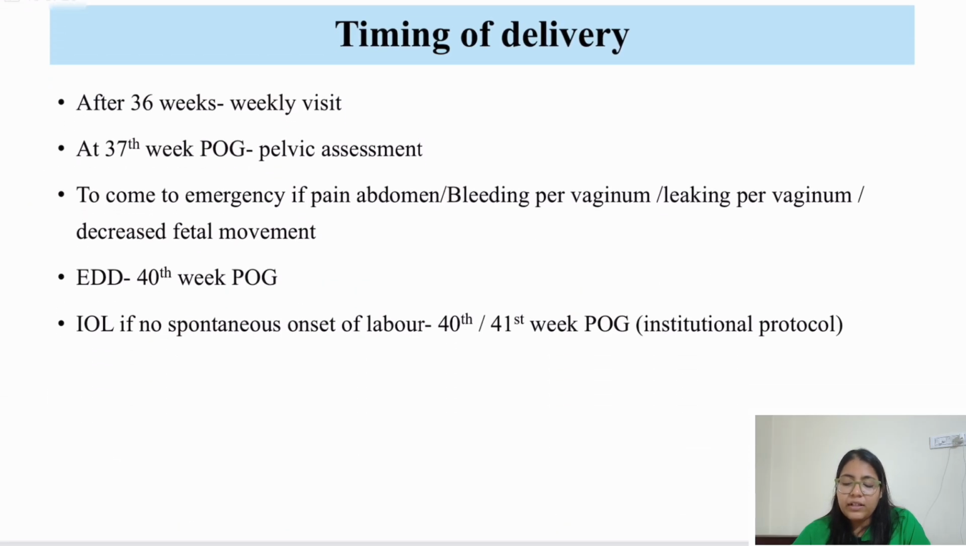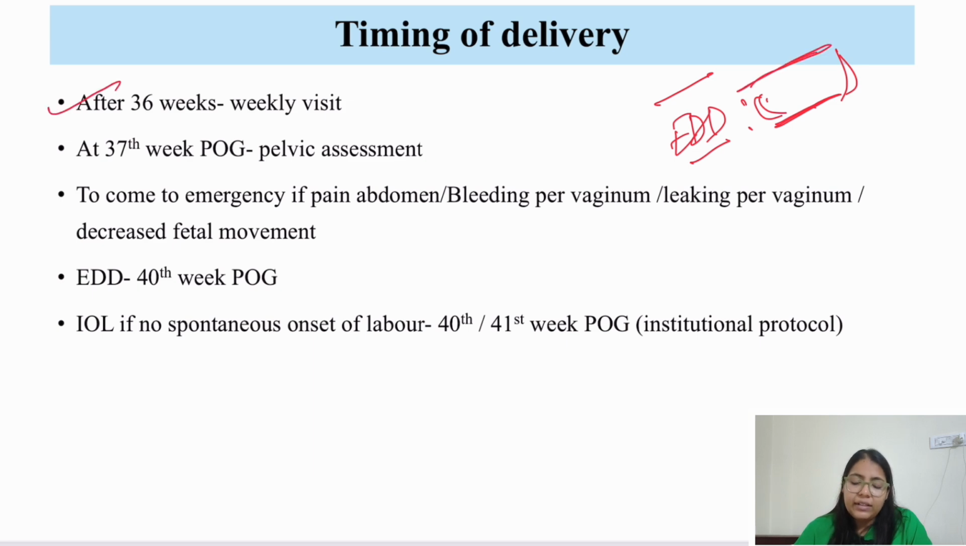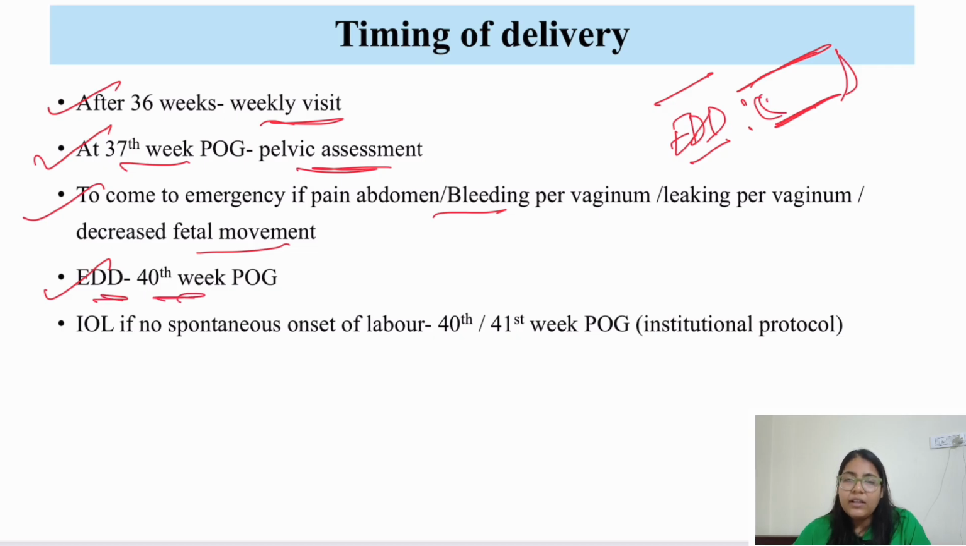And about the timing of delivery, we already calculate the estimated delivery date from Naegele's formula. So we give a date to the patient, whatever comes from her LMP, and after 36 weeks she is already visiting us weekly, so we are assessing her already. At 37 weeks we look at the pelvis to see if it is adequate or not, and we tell the patient to come to the emergency if any of this happens. Her EDD is given at 40 weeks. In most cases, if labor does not happen on its own, as per institutional protocol, we induce the patient by the 40th or 41st week. It is as per institutional protocol.